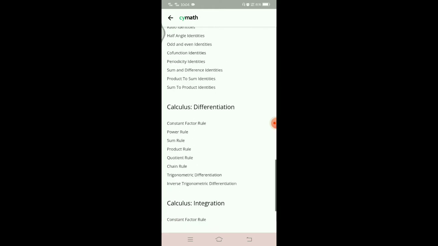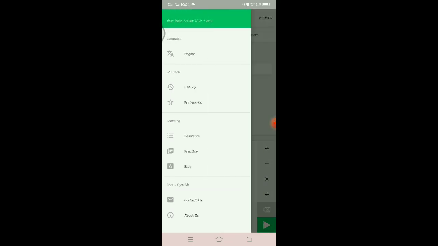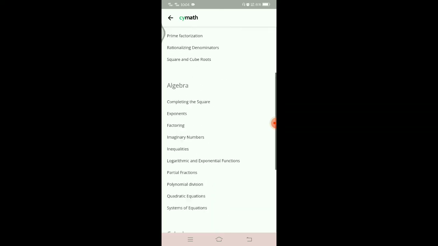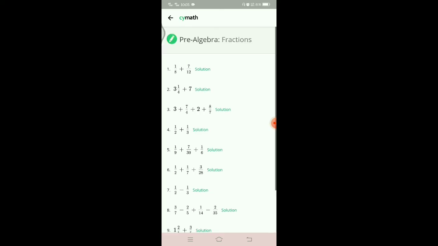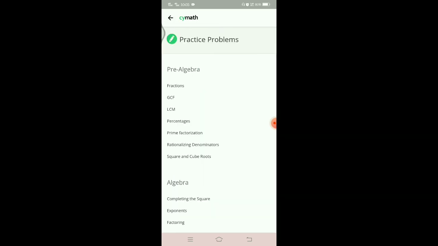So after the reference, we go to the practice. In the practice part, there are practice problems on different topics: pre-algebra, algebra, calculus. The problems are there, along with the corresponding solution. Just click the solution part and then it's all done. You can see the step-by-step solution. So it's very nice. CyMath is very nice actually.